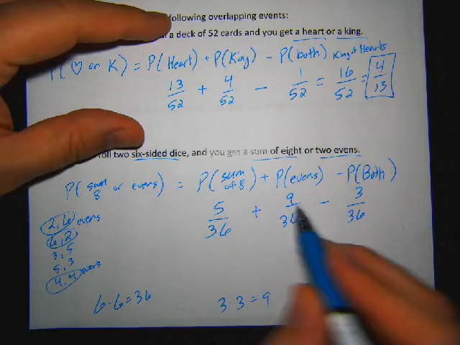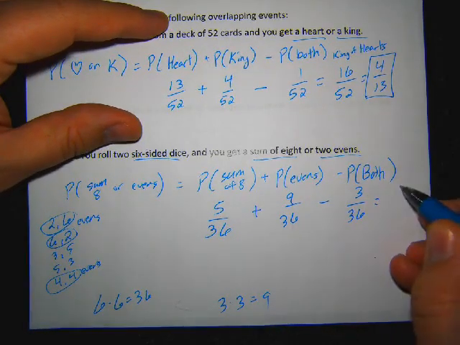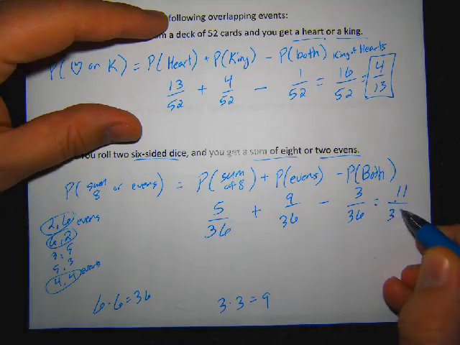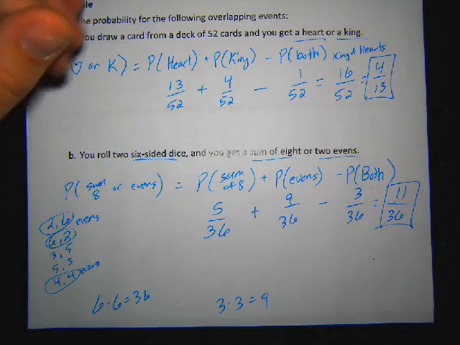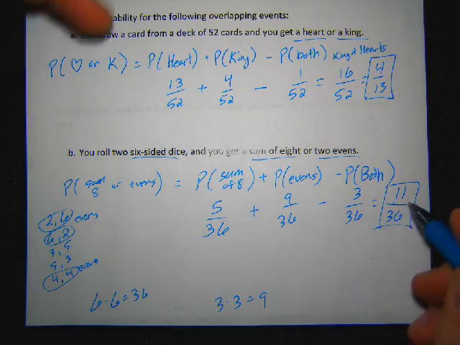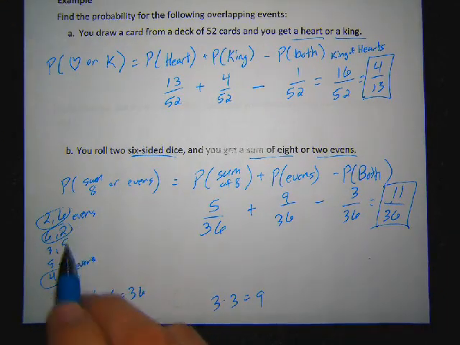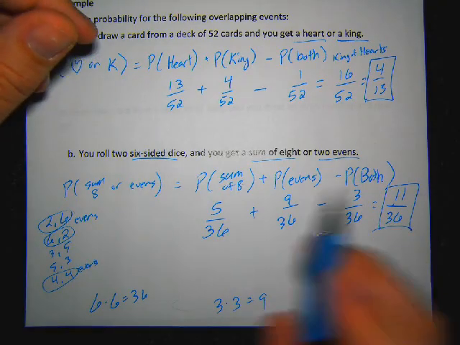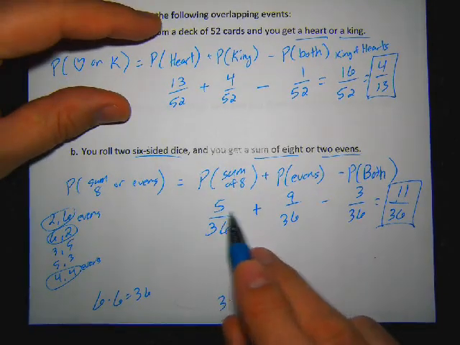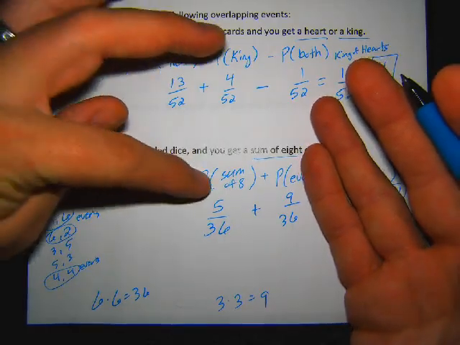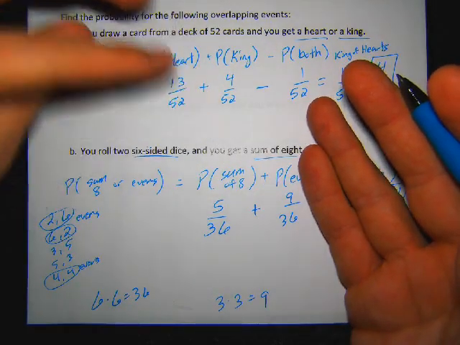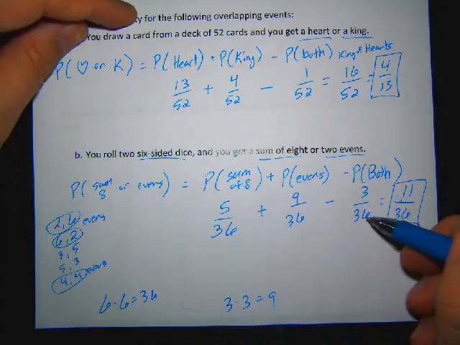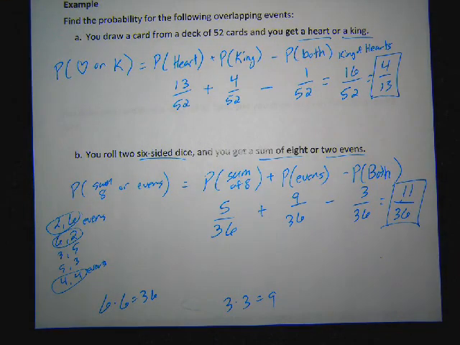So 5 plus 9, I get 14, minus 3 gives me 11 out of 36. There are 11 good options. Now I've only counted everything once. I've only counted 2, 6 once. I didn't count it for both this and this because I took away the overlap. Previously, when I was adding these two, before I did the overlap, I counted it twice because it was both a sum of 8 and even. Subtracting the both is basically just taking that stuff that got double counted and taking out a copy, so there's only one set left. So now we have counted everything once.